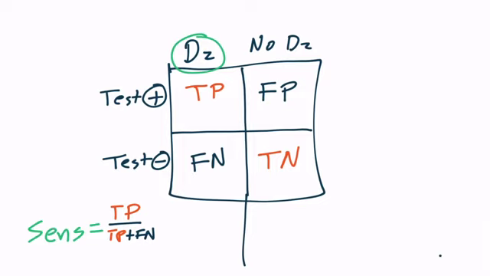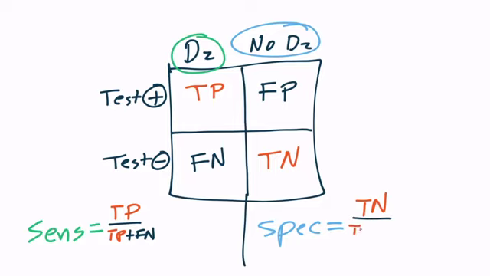Now, to find specificity, we focus only on the right side of the box, or those that don't have the disease. And recall that specificity equals the true negative number divided by true negatives plus false positives. In other words, we take the number of true negatives and divide that by the number of all who do not have the disease, or the entire right-hand side column.